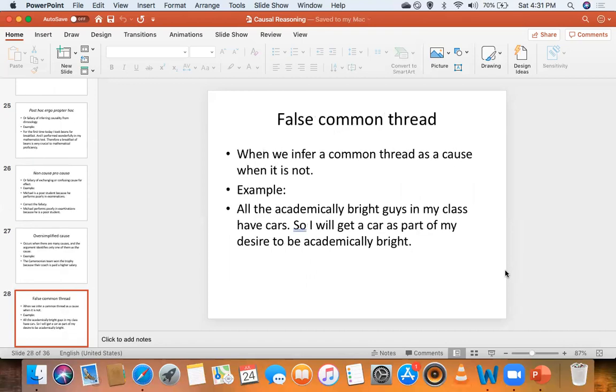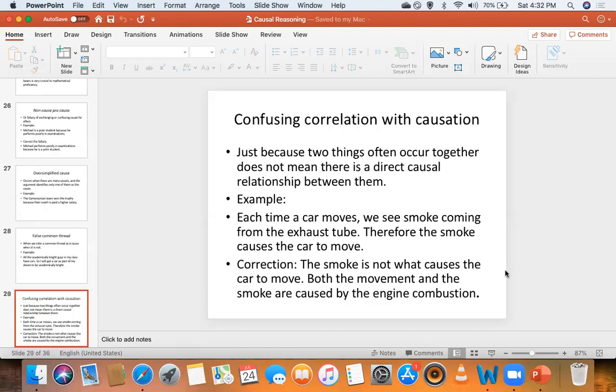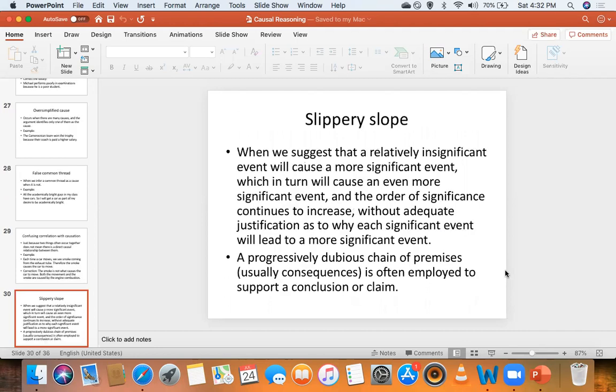And then we saw false common thread, which is to propose a common thread that is not true. If, for instance, you say that all the academically bright people in your class have cars, so you need to get a car in order for you to become academically bright, then that's a false common thread. Then we saw confusing correlation with causation. We said it is not always the case that two things that happen together have a causal relationship. The fact that two things always happen together doesn't necessarily mean that one of them causes the other. And then we saw slippery slope.